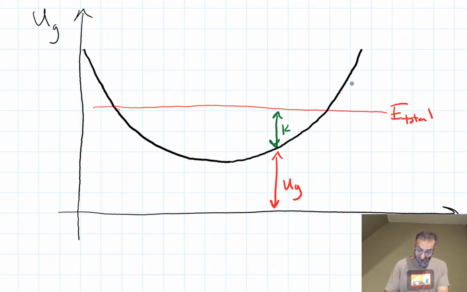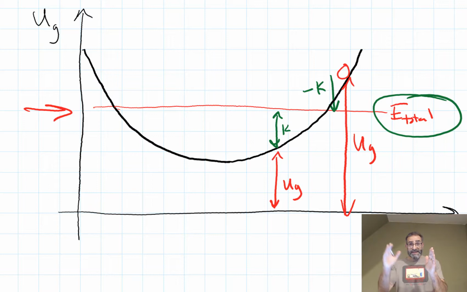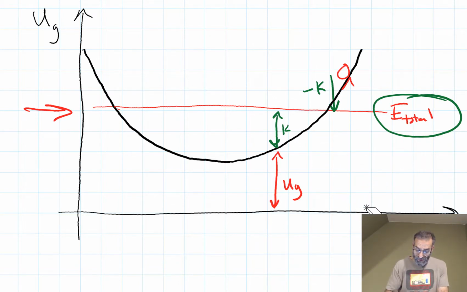This would be our gravitational energy. If our object was out here, this would be our gravitational energy. And so our kinetic energy would have to be negative in order to make our total energy this red line we see. And we know kinetic energy can't be negative. So there's a limit. Our object is bound by the energy it has. It can't go out beyond the energy it has. This is called a classically forbidden region.